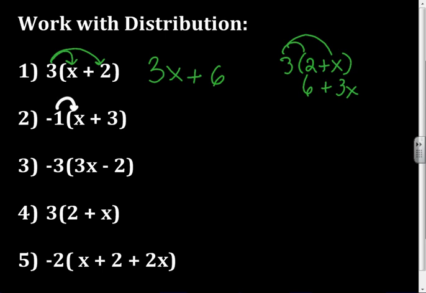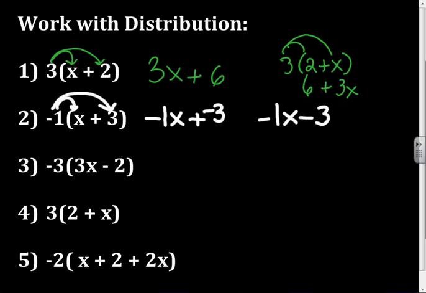Okay, let's do this one. What's the negative 1 times x? Negative 1x. That's so tough, isn't it? Okay, Keaton, what's negative 1 times 3? It's going to change the sign of my 3, so what's it going to be? Negative 3. I can write it plus a negative 3, or I can write it negative 1x minus 3.